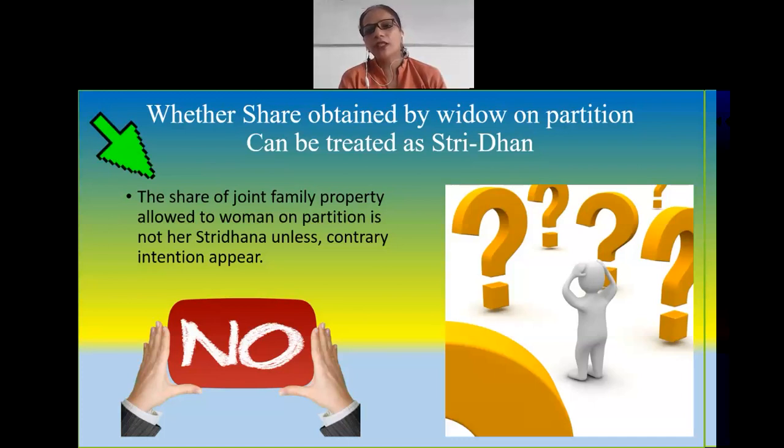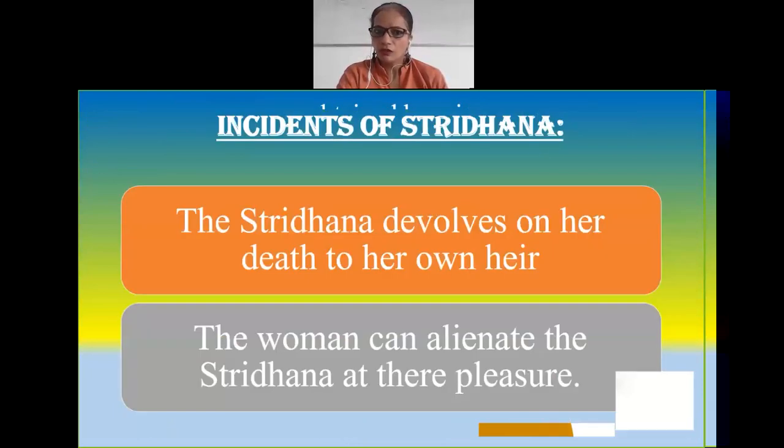Suppose it has been declared at the time of giving a share of the joint family property to a woman, and it has been clearly mentioned that the particular property would be governed by the provisions of Stridhan, then in that case only would that property be considered Stridhan. Otherwise it would not be considered Stridhan belonging to a woman.